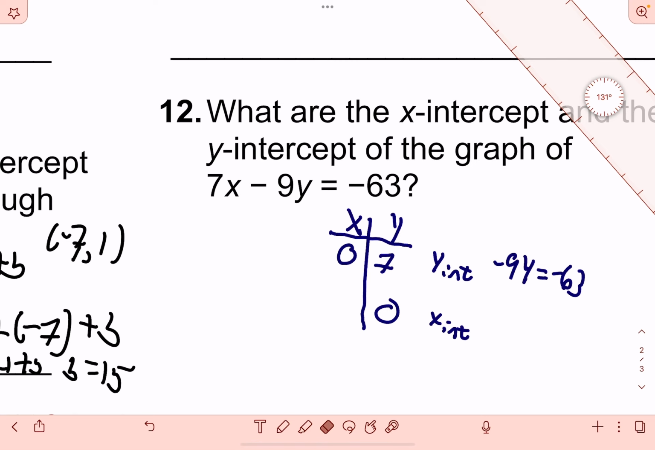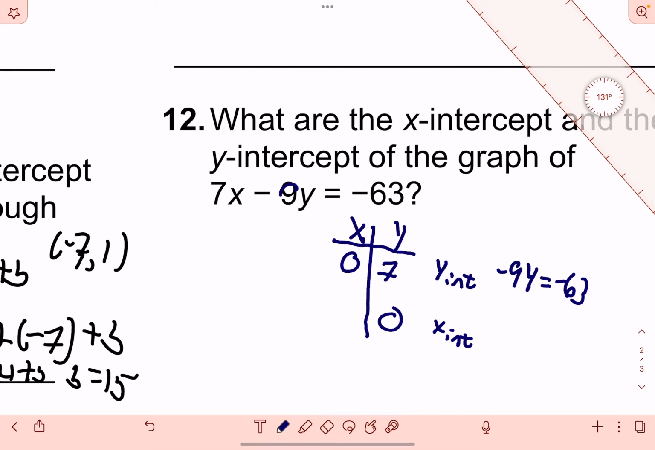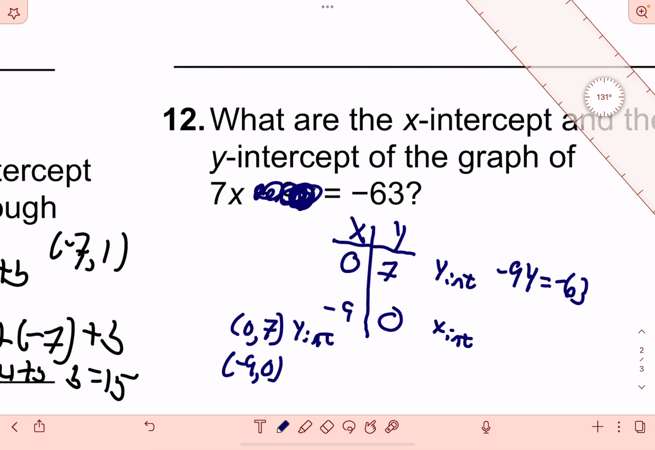Then, when we look for the x-intercept, we let y equal 0, which means I covered that up. We have 7x equals negative 63. This is negative 8, I believe, right? No, negative 9, Mr. Eggleston. So the x-intercept is negative 9 and the y-intercept is 7. Notice you can write it like this, that's the y-int, and you can write this as negative 9 comma 0, and that's the x-int. Those are the answers.